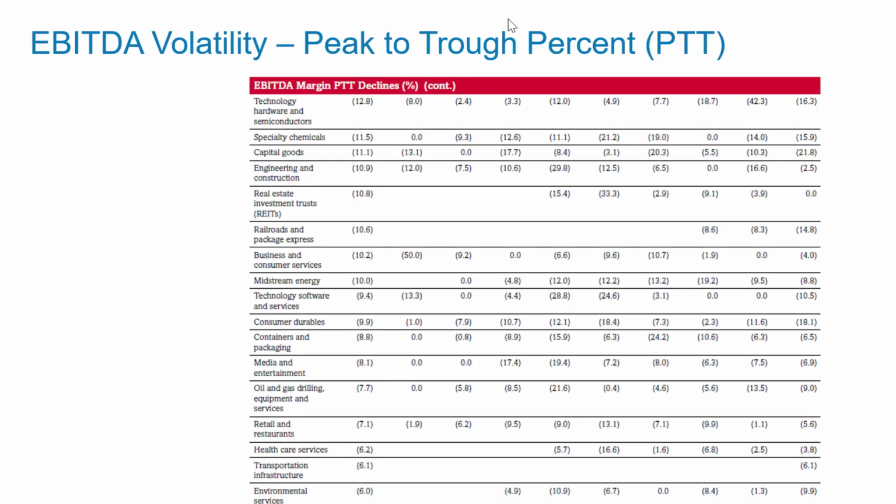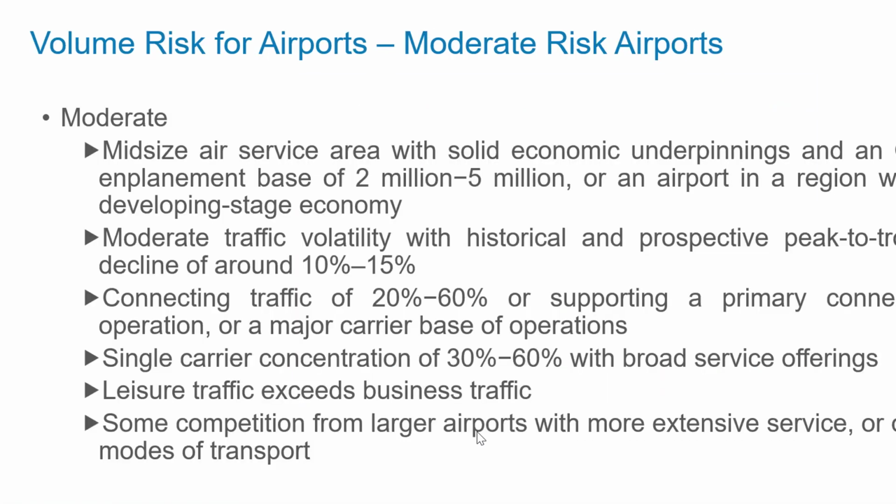And then here I've got this example of peak to trough for real estate. This must be the peak and the trough, and they go through the different kinds of industries to try to gauge how volatile, in this case, the EBITDA margin is. And then they have moderate, and if you have moderate, you have a bigger peak to trough, and you have mid-size airlines, and you have some connecting stuff.